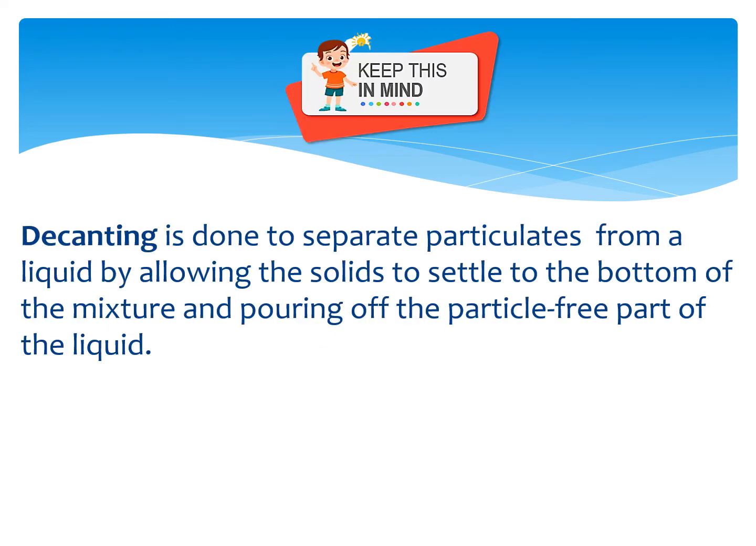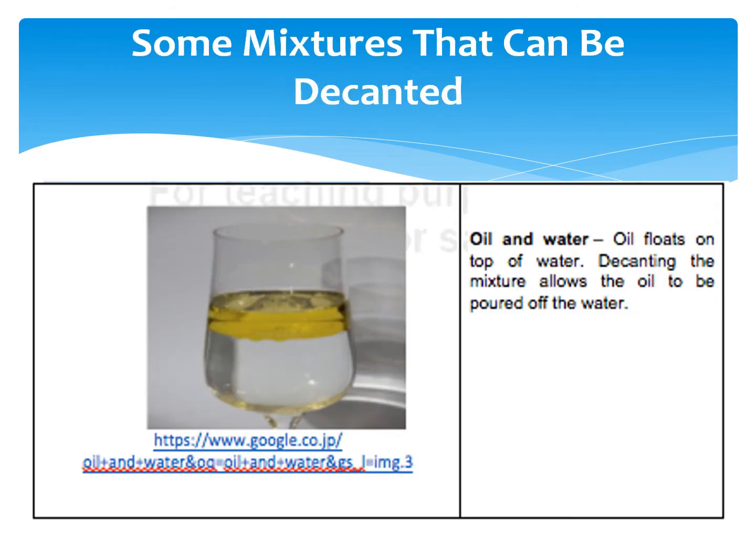Decanting is done to separate particulates from a liquid by allowing the solids to settle to the bottom of the mixture and pouring off the particle-free part of the liquid. The following are some mixtures that can be decanted: oil and water. Oil floats on top of water. Decanting the mixture allows the oil to be poured off the water.